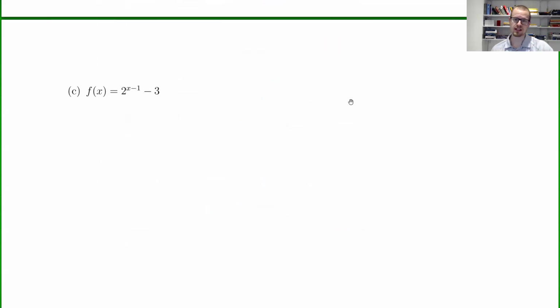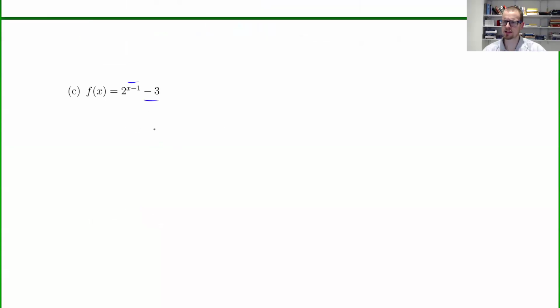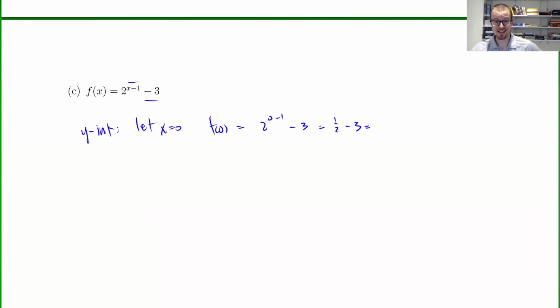If we combine these two things together, essentially what we're doing is we're moving the graph down by 3 and to the right by 1. I think I said to the left earlier, so I apologize about that. We'd be moving it to the right. So we end up with a y-intercept where we let x be equal to 0. f of 0 is equal to 2 to the 0 minus 1 minus 3. So that's 1/2 minus 3. 1/2 minus 6/2 is negative 5/2.